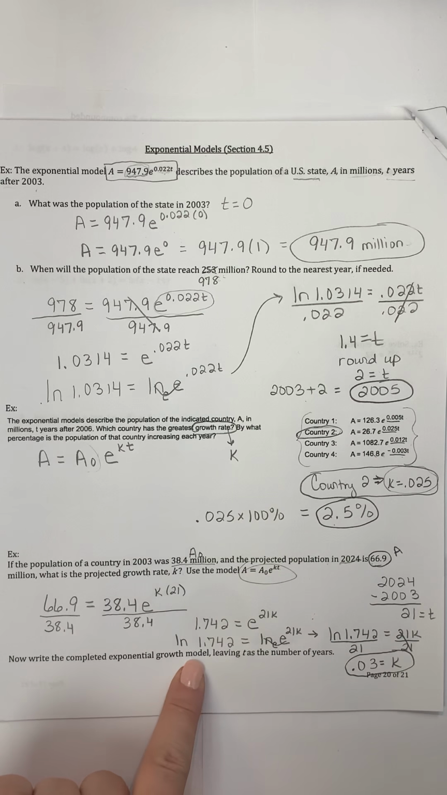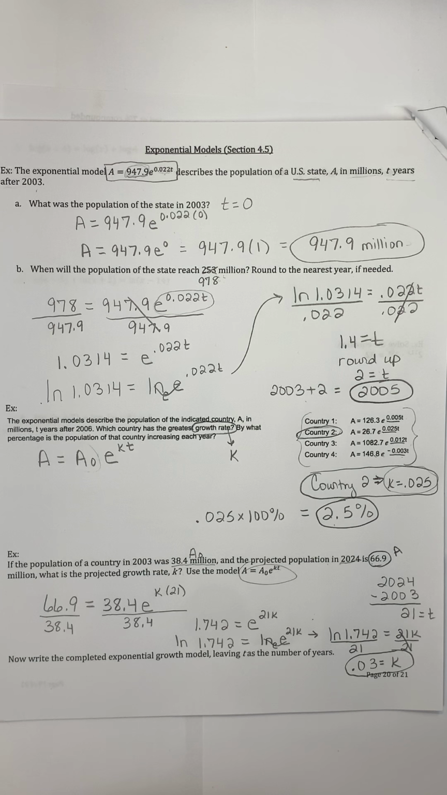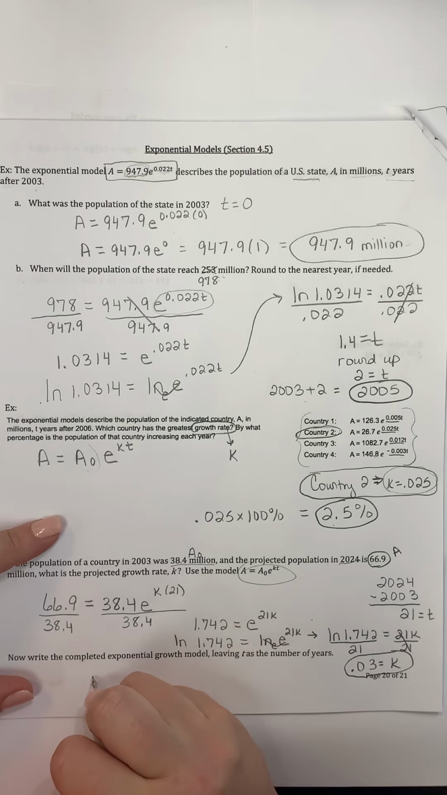All right, the very last question down here says, now write the completed exponential growth model, that's this guy here, leaving t as the number of years. So it wants us to leave the letter t, but fill in everything else. Okay, we can do that.